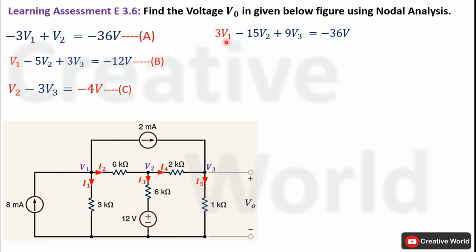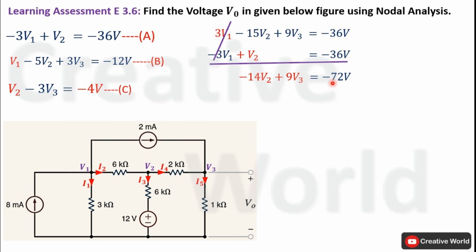Now we will add this resulting equation with equation A. This plus 3V1 and minus 3V1 will cancel out with each other. Plus V2 and minus 15V2 will result in minus 14V2 plus 9V3 equal to minus 72 volt. Now we have another equation: minus 14V2 plus 9V3 equal to minus 72 volt.